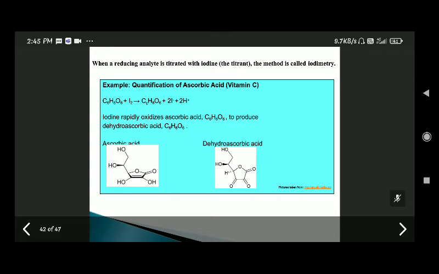So MnO4 minus reacts with Cl minus, HCl, H plus, giving Mn2 plus and Cl2. Chlorine gas is liberated. If HCl is used for acidification, it will react with KMnO4, releasing chlorine gas. So you complete that reaction. Balancing you do yourselves: Mn2 plus, chlorine, plus water, H2O.